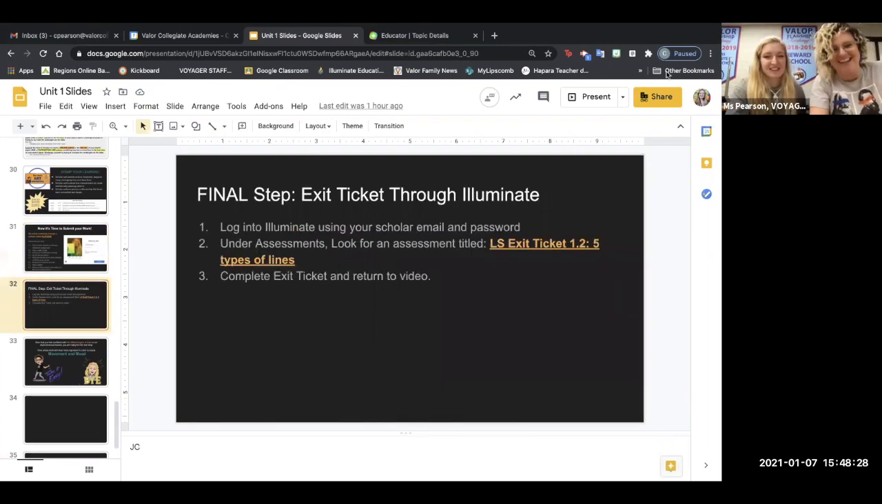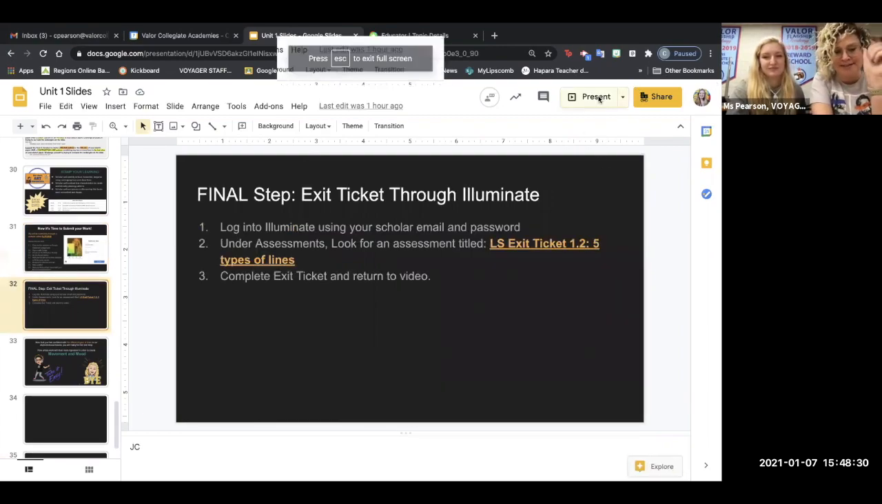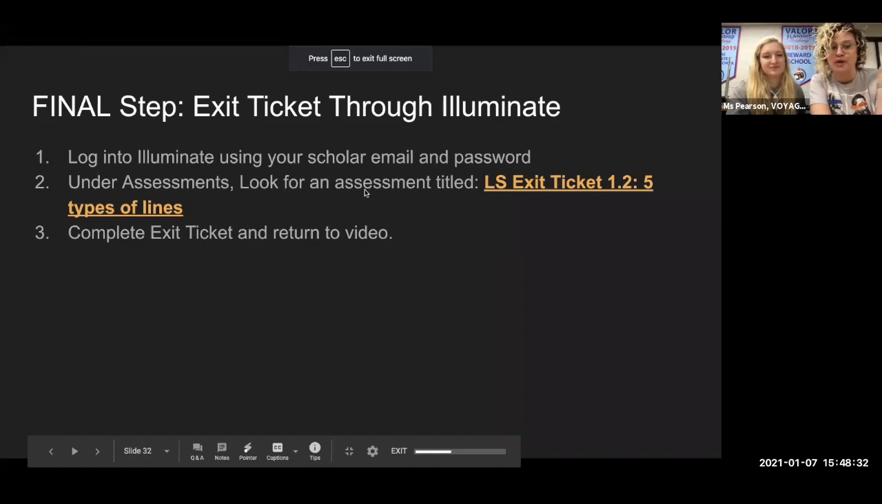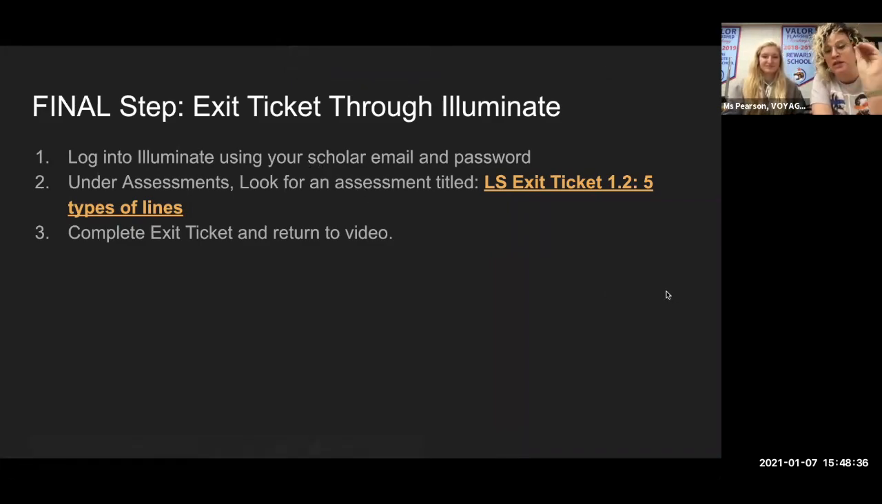And you're back. All right, you are almost done, guys. The last thing that you have to do is just show what you know, right? That was on our agenda. So log on to Elluminate, join with your email and password like you always do. Under assessments, you're looking for the assessment titled LS Exit Ticket 1.2, 5 types of lines. Complete that now and then return to the video when you're done. Go ahead and press pause, go to Elluminate.